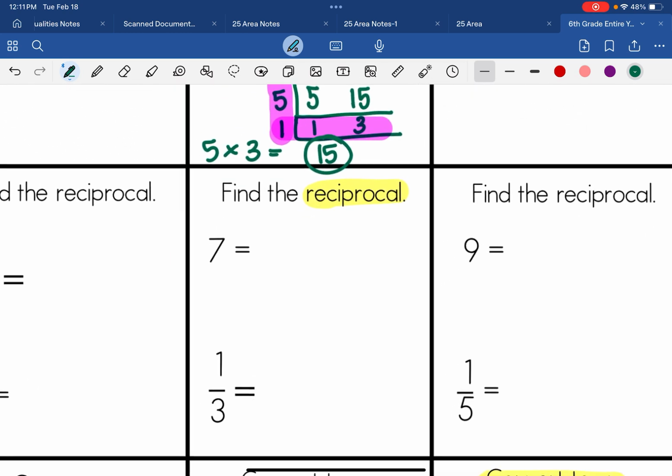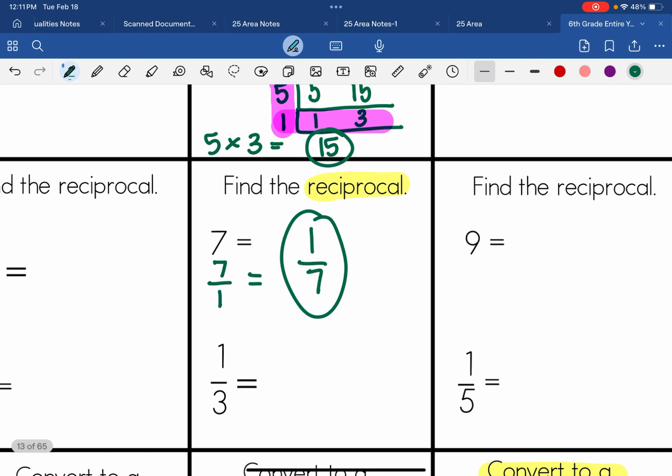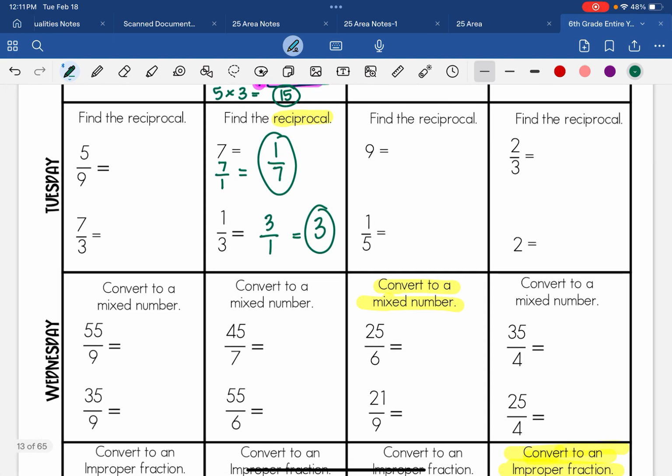Next is the reciprocal. Right now we have 7, which is not in a fraction. If we were to put 7 in a fraction, it would be 7 over 1. So for the reciprocal, I'm just flipping it. So instead of 7 over 1, I have 1 over 7. That would be my reciprocal. So instead of 1/3 here, we would have 3 over 1, which is also equal to 3. That one's easy peasy.